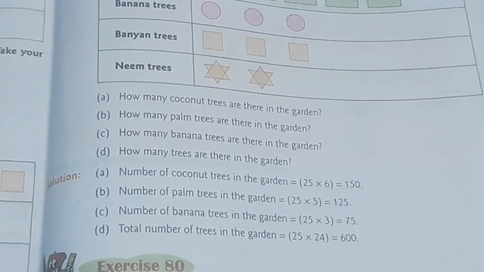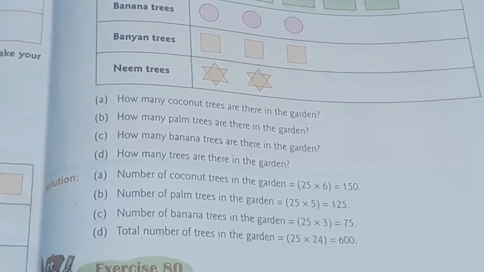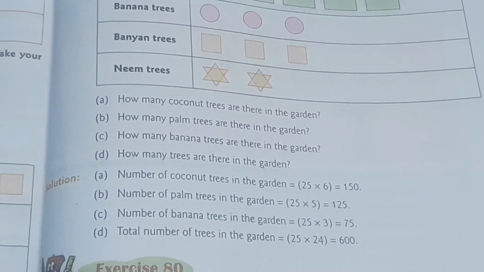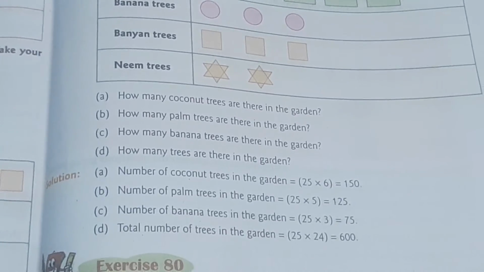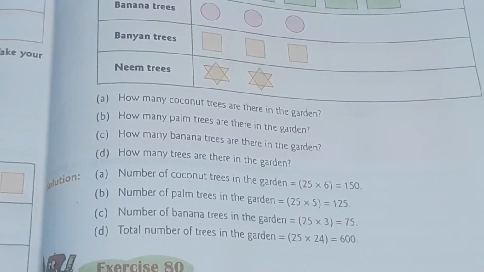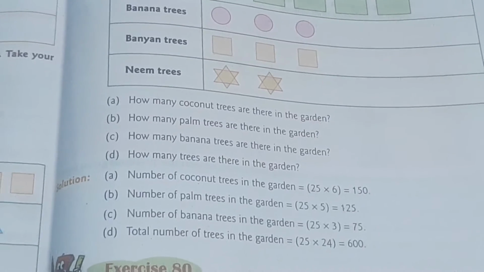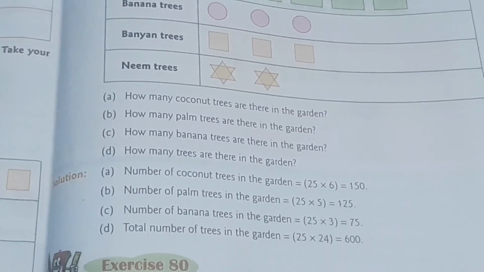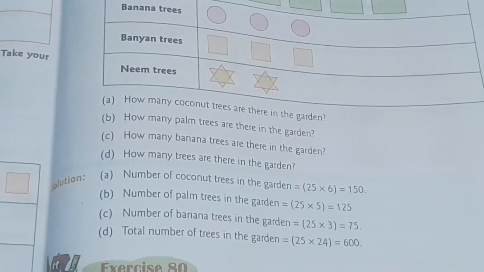Okay. Then after that, second question is, how many palm trees are there in a garden? There are total how many palm trees? And one palm tree figure is represented by a triangle. So in one there are 25 palm trees, and in that box there are total 5 triangles. So we'll just multiply 25 by 5 and we'll get 125.